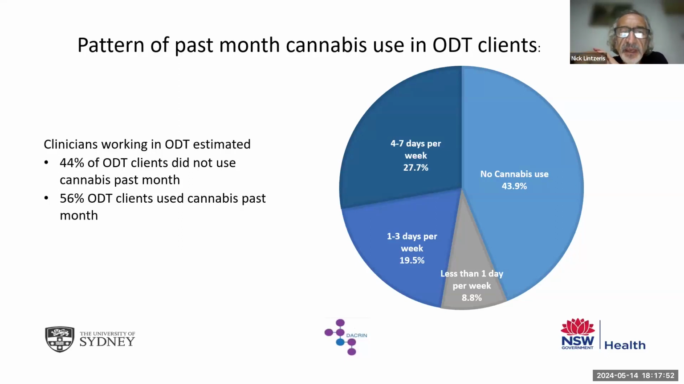They estimated that over half of their clients had used cannabis in the last month, and just under half had not used. And when you look at the breakdown, this is what the clinicians thought was happening. We haven't surveyed the clients yet. That's going to happen later. But when you ask the clinicians, they estimate that about a quarter of all opioid dependence treatment clients are using cannabis most days of the week, if not daily, and about 20% using it at least weekly, and under 10% using it less than once a week.